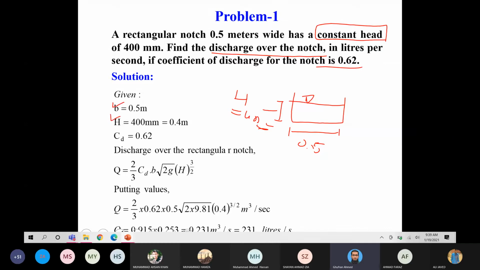B is given, H is given, CD is given. Q के formula में सारी चीजें put करें. So can you find Q? Yes, sir. Okay, I hope it is clear to you.